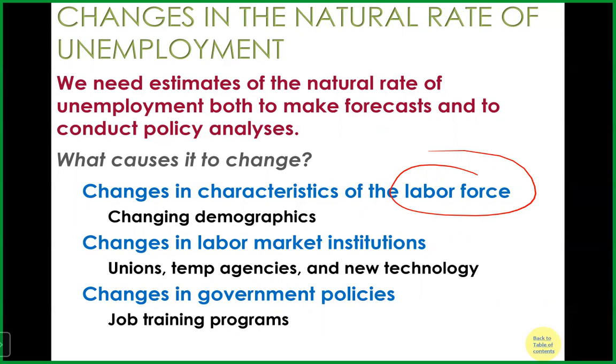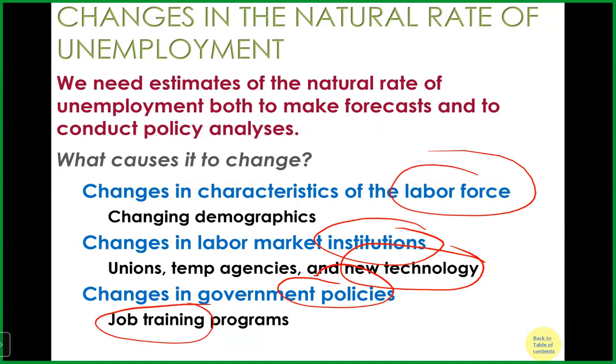The second one is changing labor market institutions, right? The primary example is new technology, which makes it easier to find jobs. The third one is changes in government policy. For example, if there's a job training program, that is going to reduce frictional unemployment. Why? Once you lose a job for some reason, the government programs can help you acquire a new skill or prepare you to find a new job. Right? Okay, so let's stop here for this part. In the next part, we're going to study inflation.